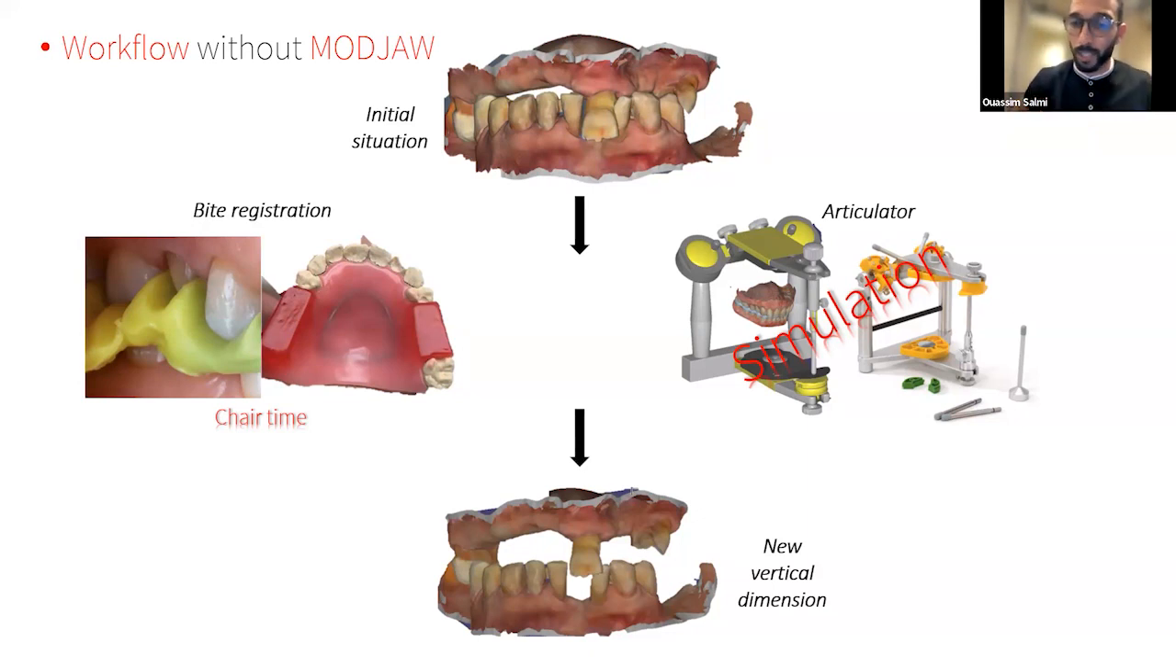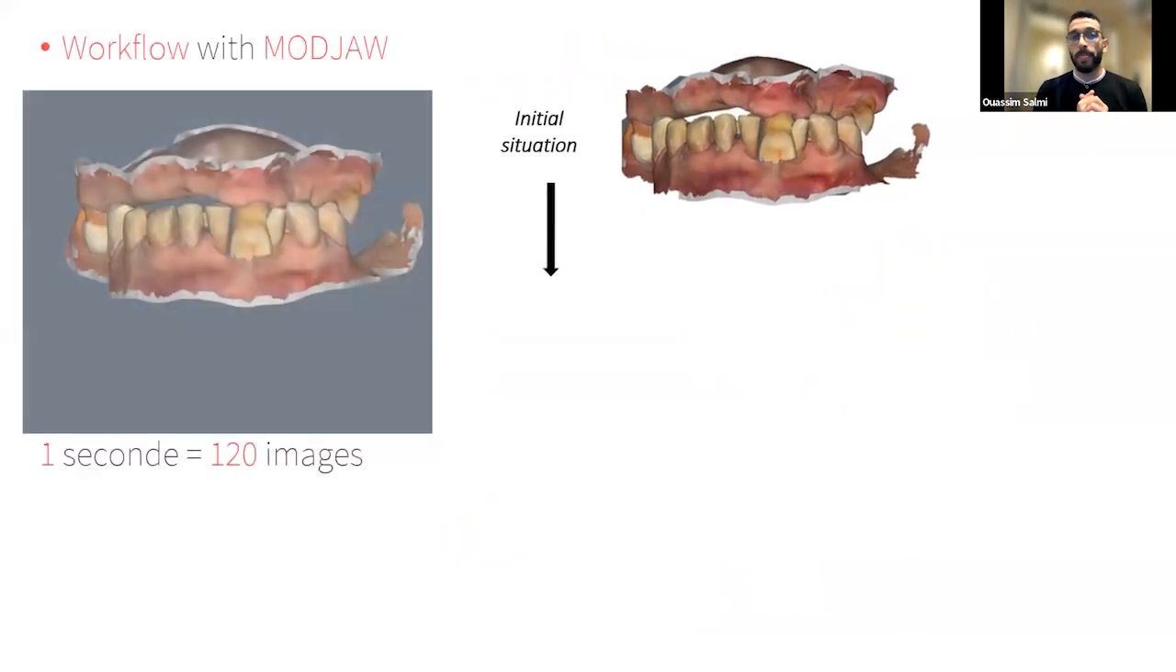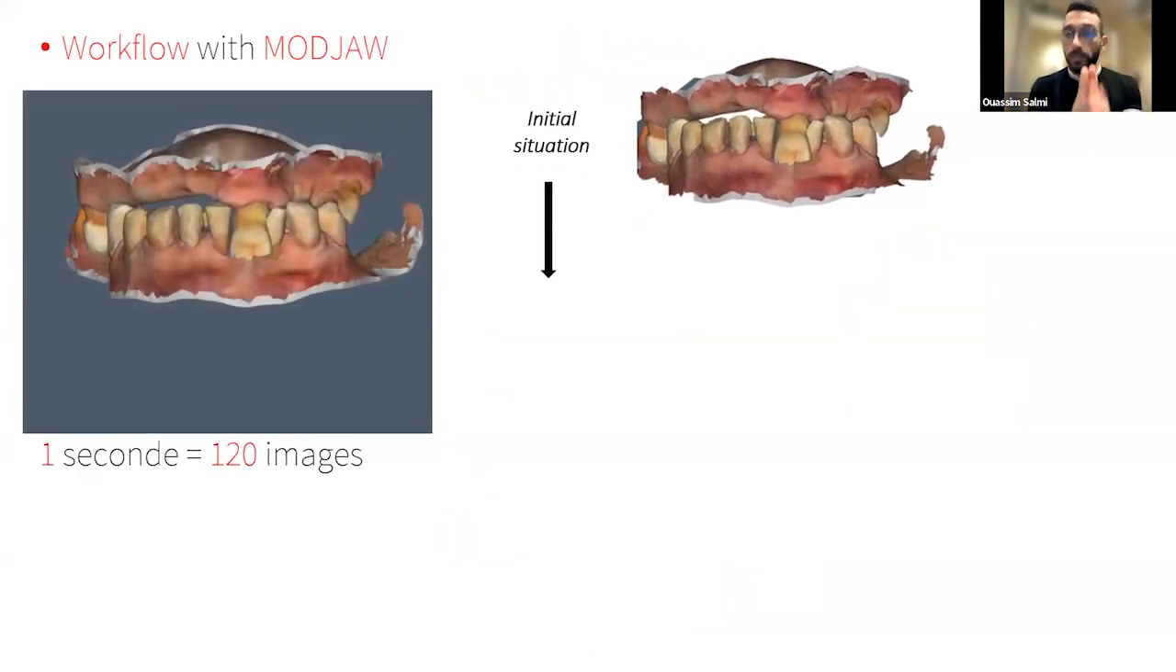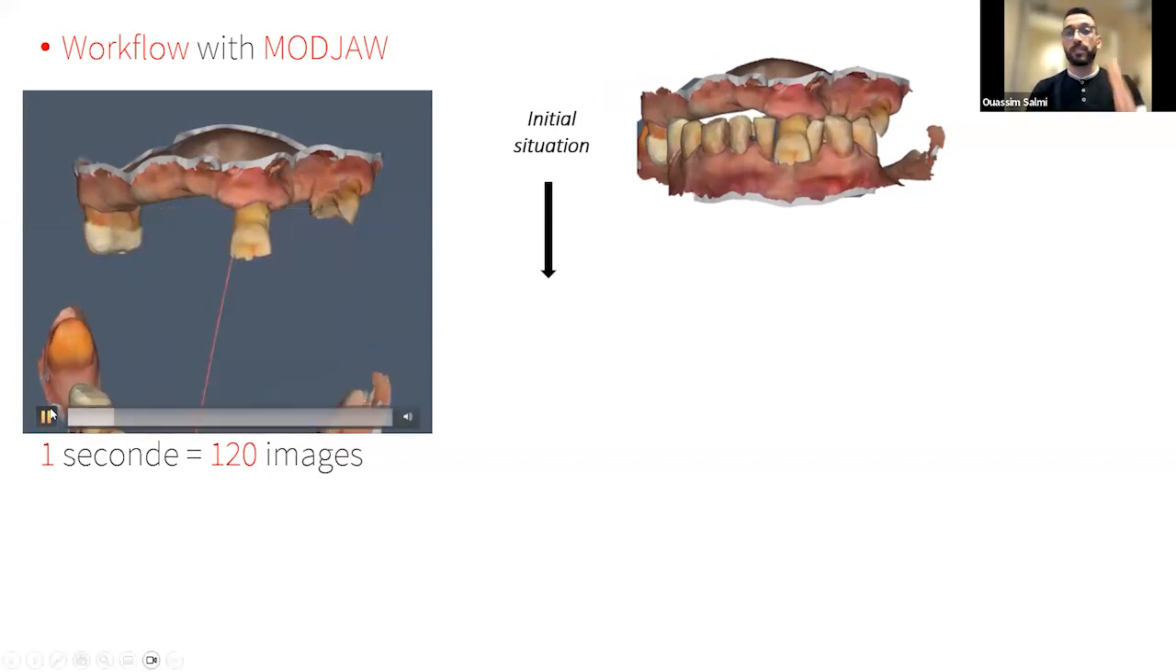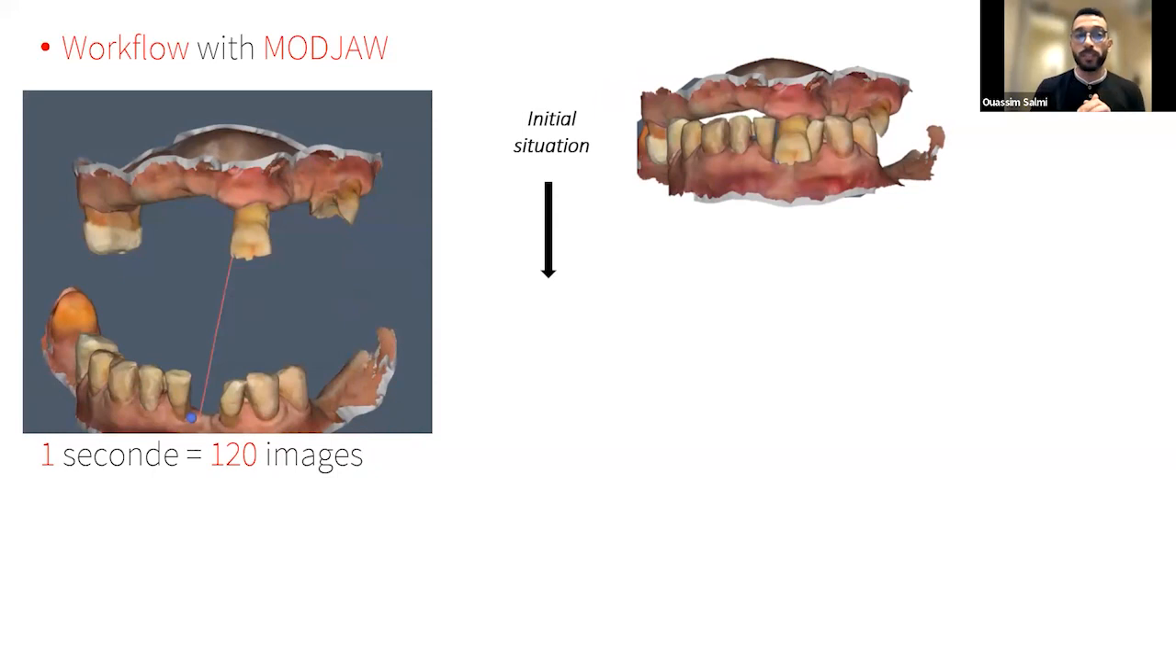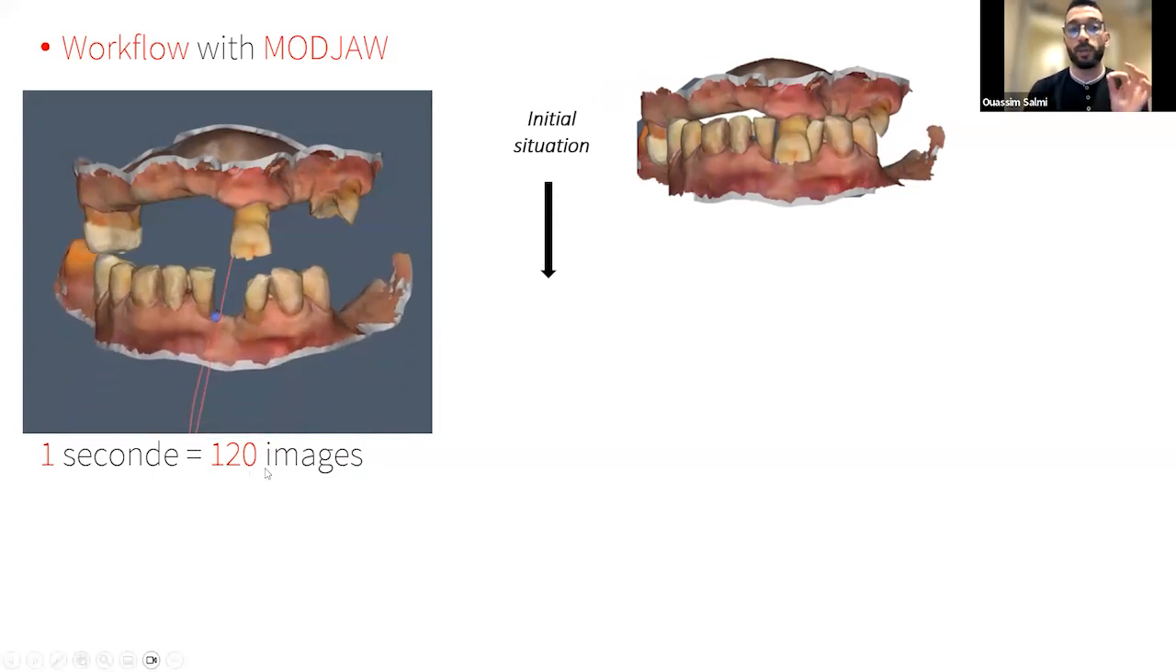And the second one is a simulation. It's opening straight, let's say. But for this patient, when you record the movement, and if you take a look at the video, the patient is opening a little bit, sliding to one side. And inside Modjaw, 1 second is 120 images.